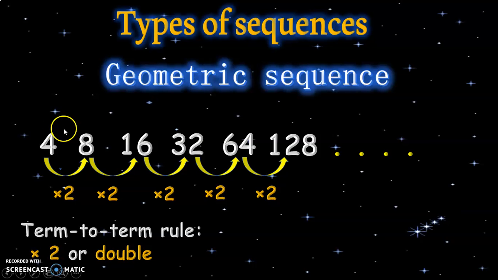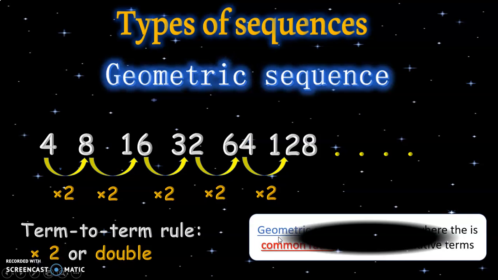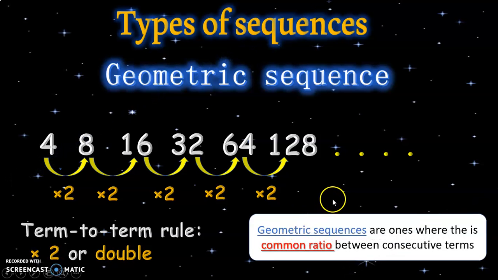Okay, so 4 and 8, as you see, we double the 4 to get 8. We double the 8, so we get 16. We double the 16, so we get 32. And so on. To describe more, geometric sequences are ones where there is a common ratio between consecutive terms. It means inside geometric sequences, what you can see is multiplication or division.